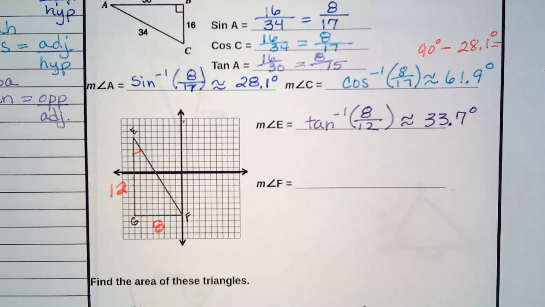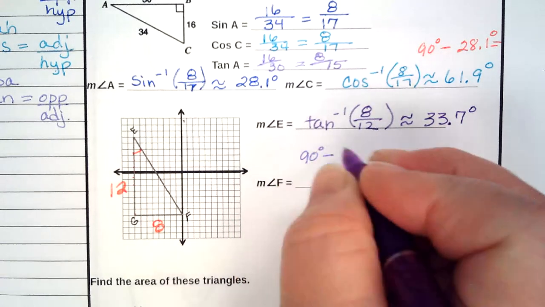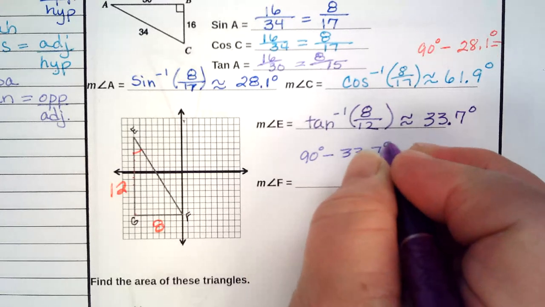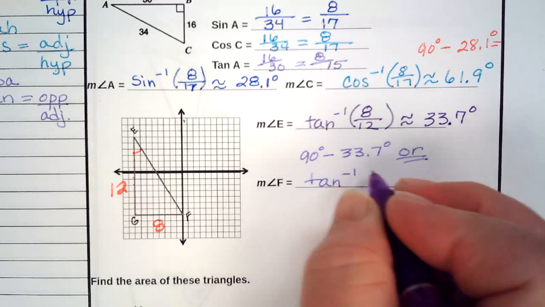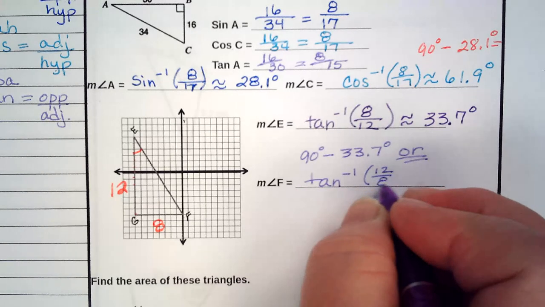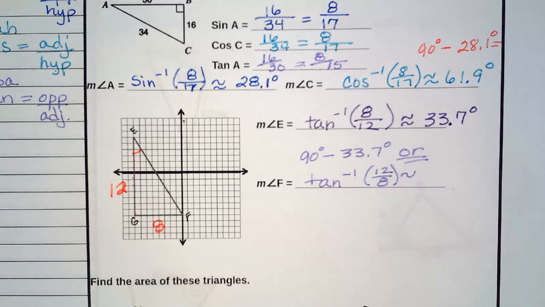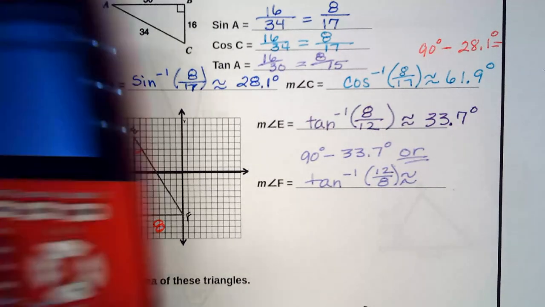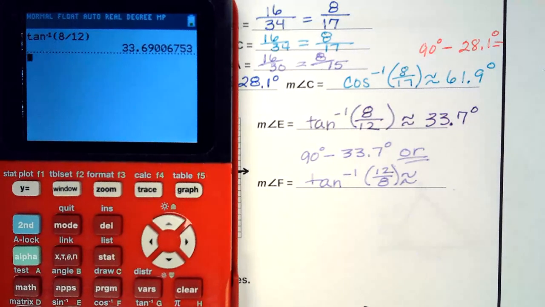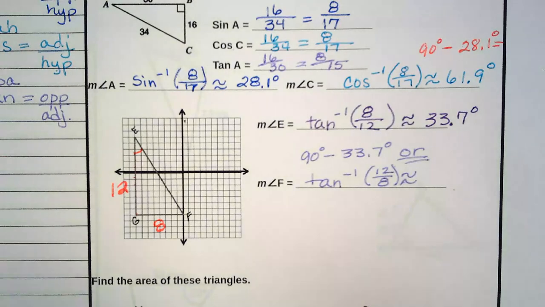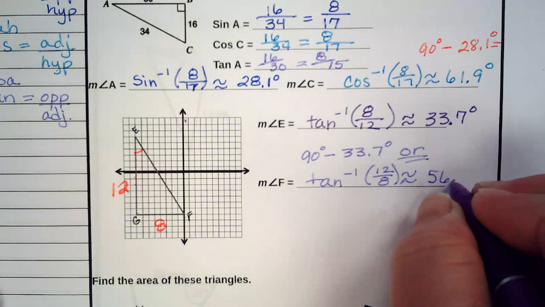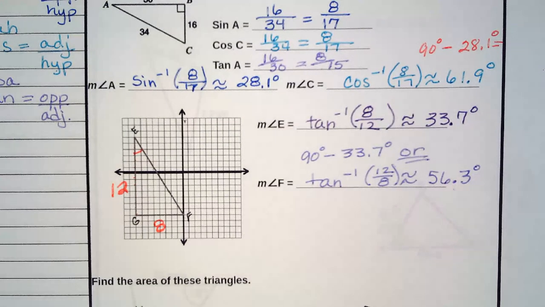Now, for the other one, I can do 90 degrees minus 33.7 degrees, or the tangent inverse of 12 divided by 8, because my tangents are reciprocals of each other. And I get 56.3 degrees. And we're done.